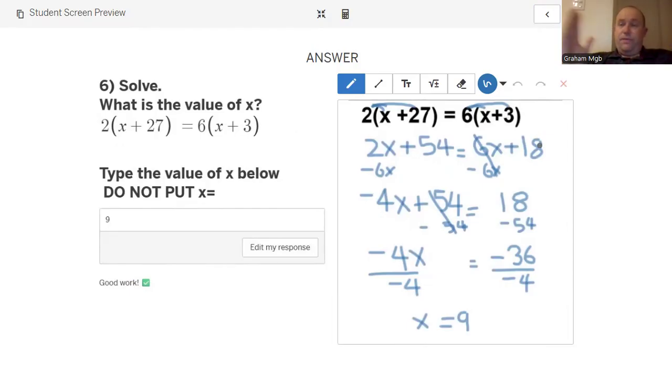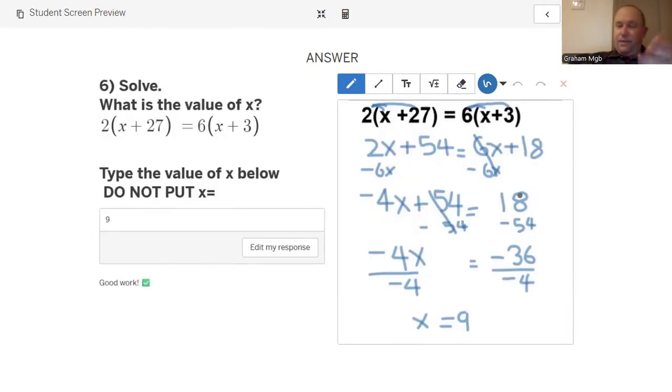Once we're there, we're just moving x's to one side, numbers to the other side. I personally like to collect my x's on the left, so the opposite of 6x is negative 6x. Do that on both sides, that cancels. 2 take away 6 is negative 4. Bring down those terms, positive 54.